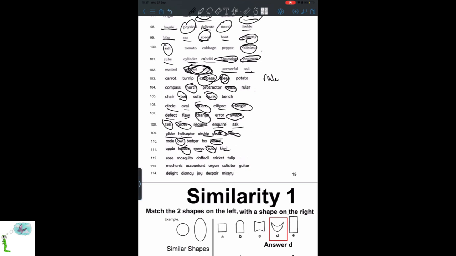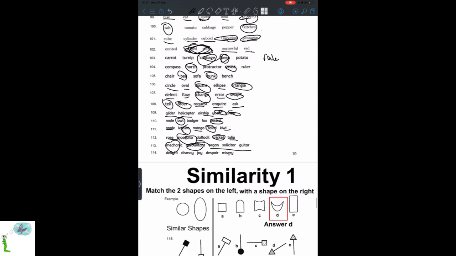Rose, mosquito, daffodil, cricket, tulip. Daffodil, rose, tulip, flowers, so it's going to be these two. Mechanic, accountant, organ, solicitor, guitar. Those three are instruments.